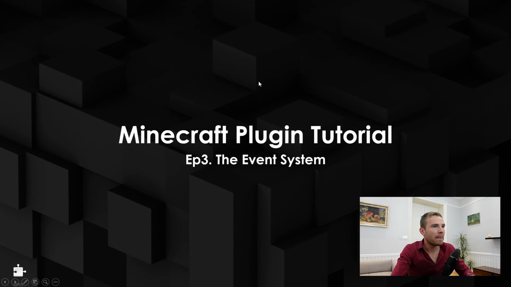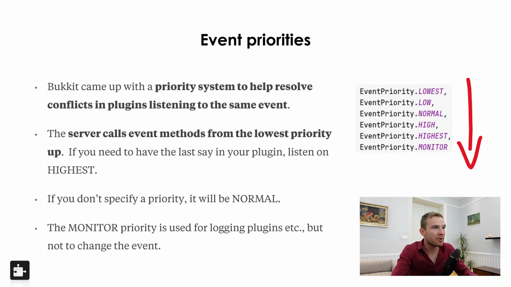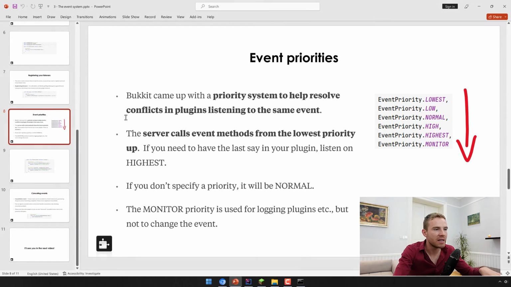Great. Moving forward, there's something called event priorities, and I'm going to go over this just briefly. There's more information below in the blog post. So what basically happens if multiple plugins listen to the same event? Well, there can be a conflict. So the way Bukkit solved these conflicts, they introduced something called the priority system. There's 6 priorities starting from the lowest, which you can see on the screen hopefully, going down to monitor. And this is a bit of an opposite of what would make sense, because the lowest priority actually gets called first, and then the highest and monitor get called last. If you need to have the last say in your plugin, please listen on highest priority, because the monitor priority is used for just logging plugins, etc. You do not change or explode cows on monitor priority. And if you don't specify a priority, it is going to be normal.